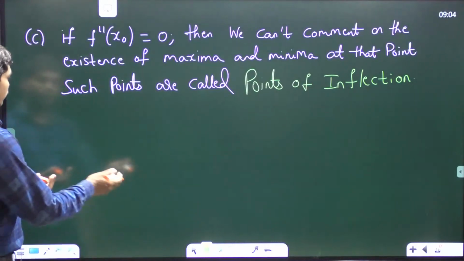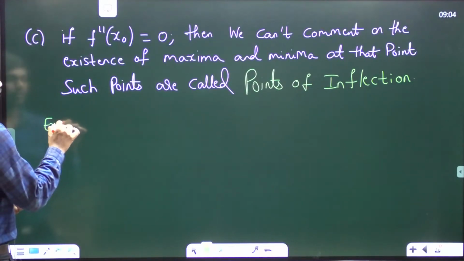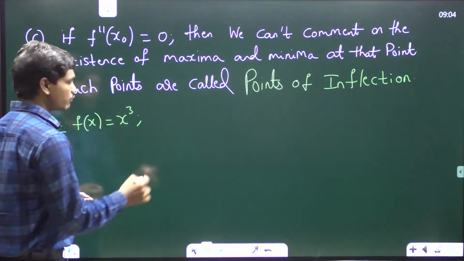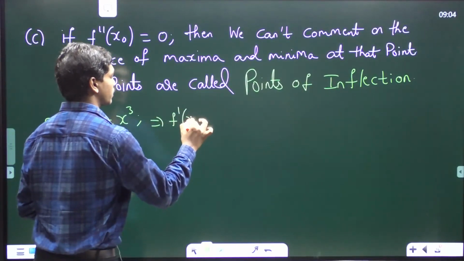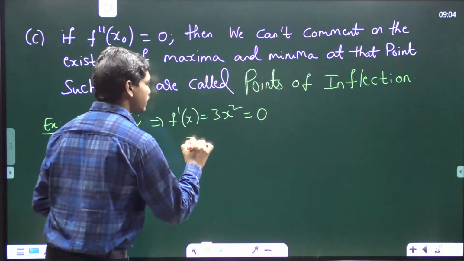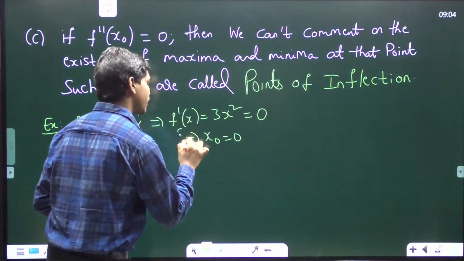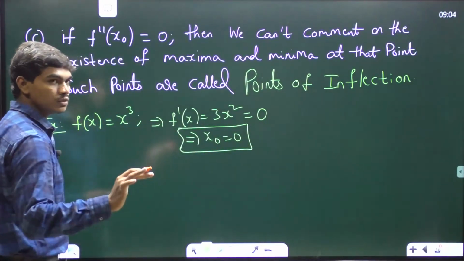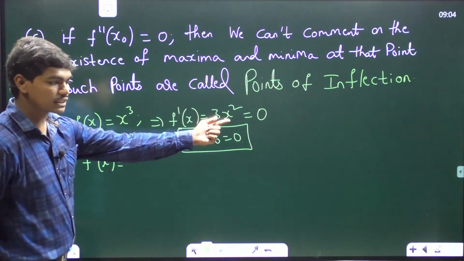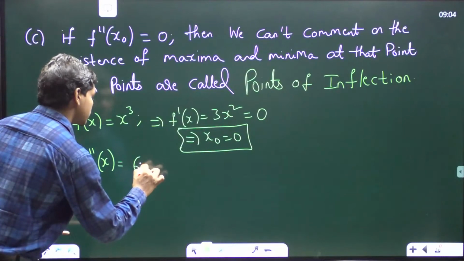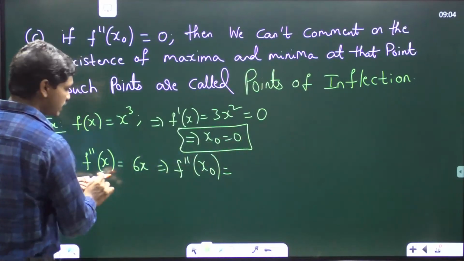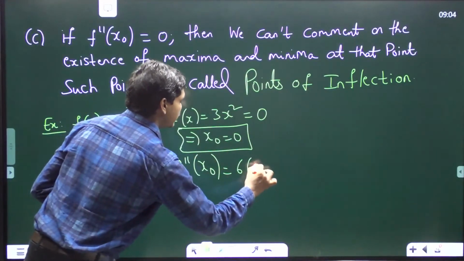Okay, so for example, if f of x is equal to x cube, what is f dash of x here? This is 3x square. Now, if you equate it to 0 to get the stationary point, you will get x naught is equal to 0. Then f double dash of x: f dash of x is 3x square, so f double dash of x is 6x. This implies f double dash of x naught, substituting the stationary point in the second derivative, is 6 into 0, which is again 0.